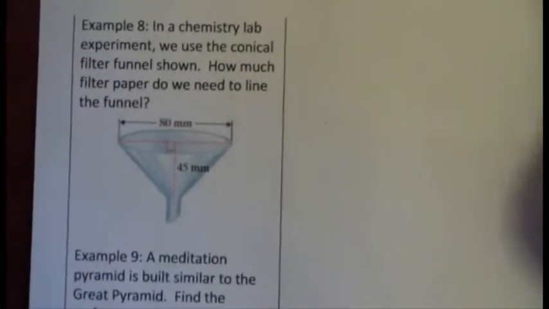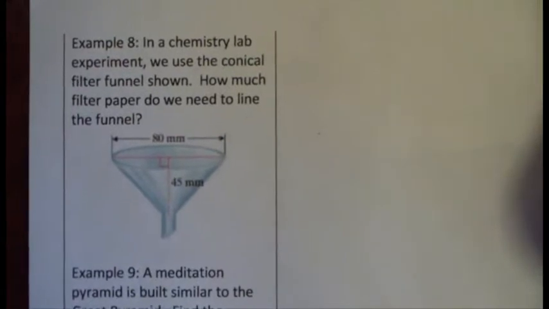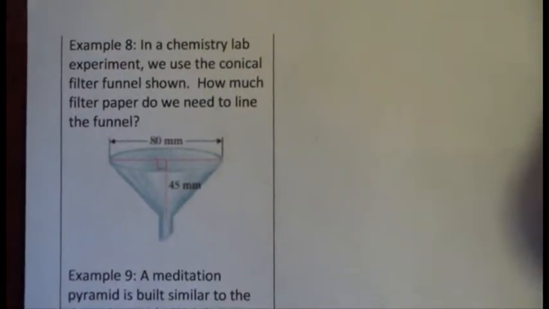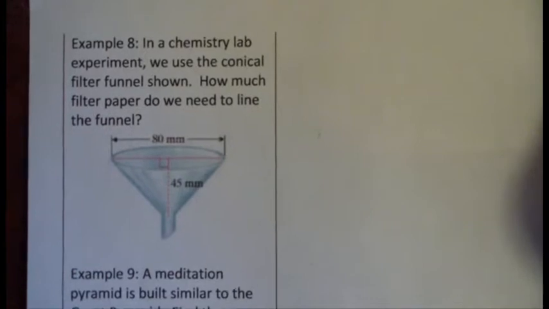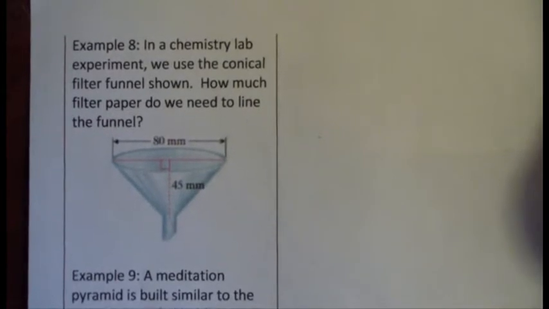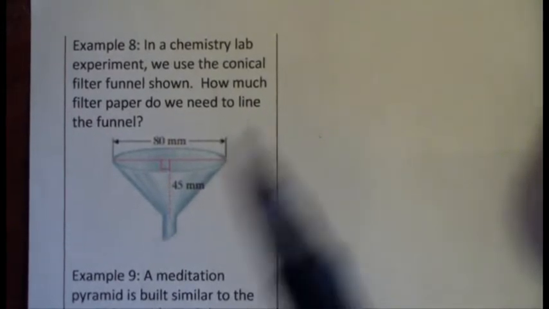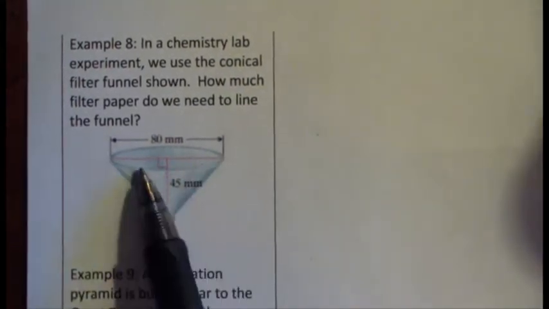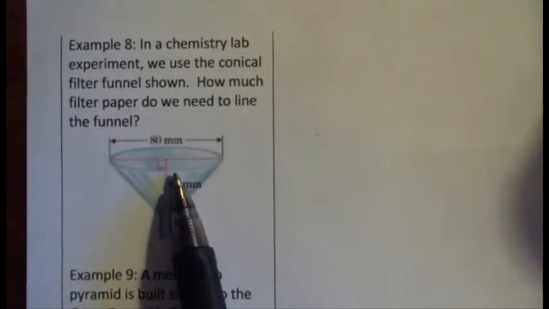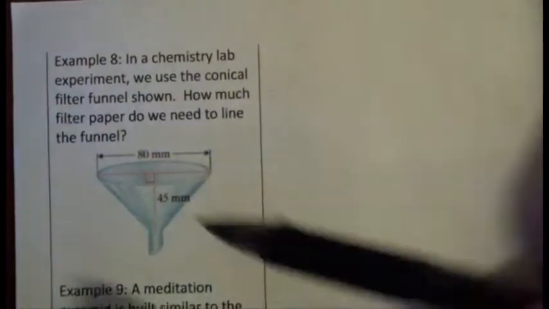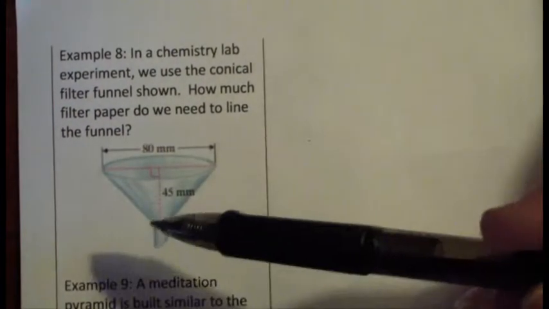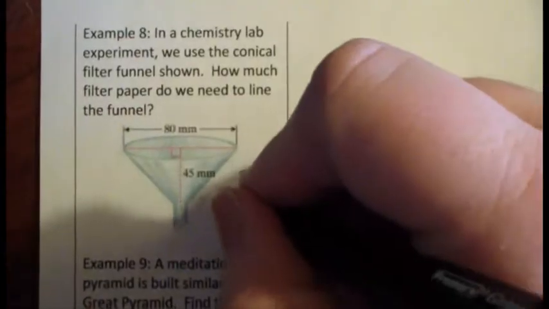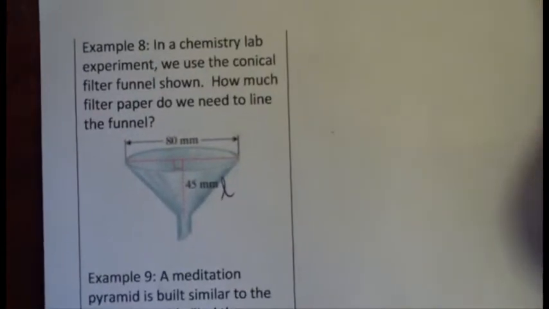Okay, example 8. In a chemistry lab experiment, we used the conical filter funnel shown. How much filter paper do we need to line the funnel? You'll notice our diameter is 80 millimeters, so we can figure out our radius real easy. And our height is 45 millimeters. What we're missing is our slant height, so we're going to have to calculate that.